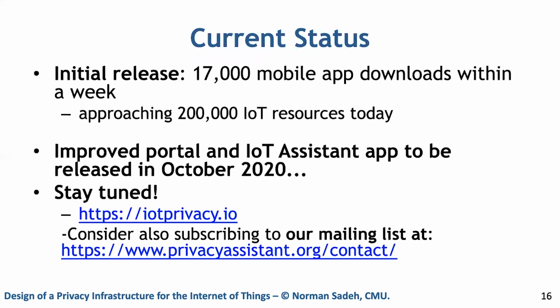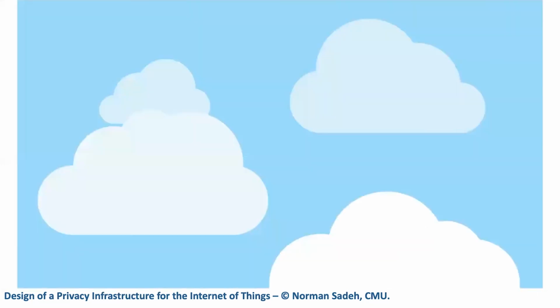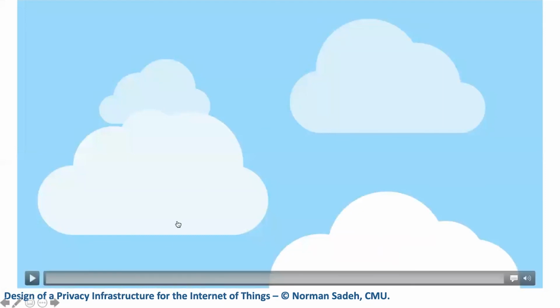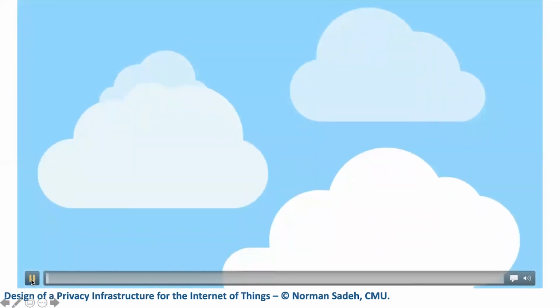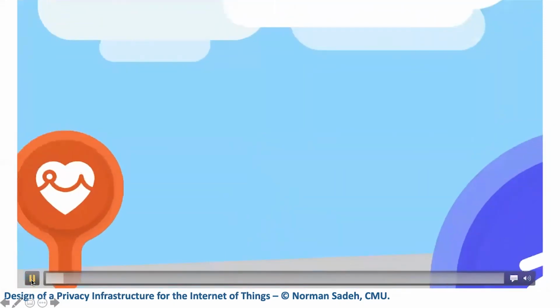So that's in a nutshell, a quick summary of the challenges that we've had to deal with. This platform, this infrastructure was released earlier this year. We got about 17,000 downloads in just the first week. Today, we're approaching about 200,000 IoT resources, and a new version of this infrastructure will be made available just around the time that you're going to be listening to this talk. So here's a quick video advertising our infrastructure.